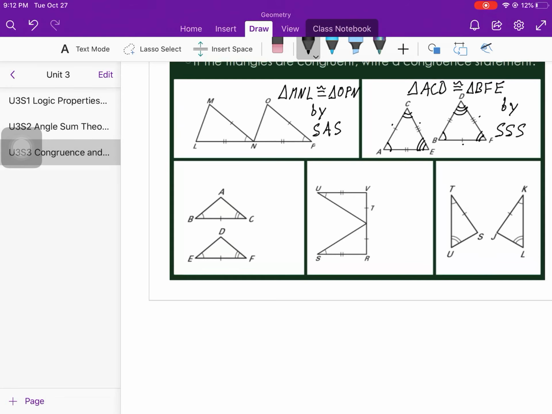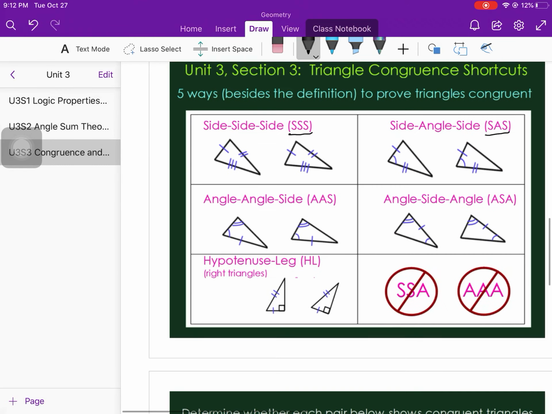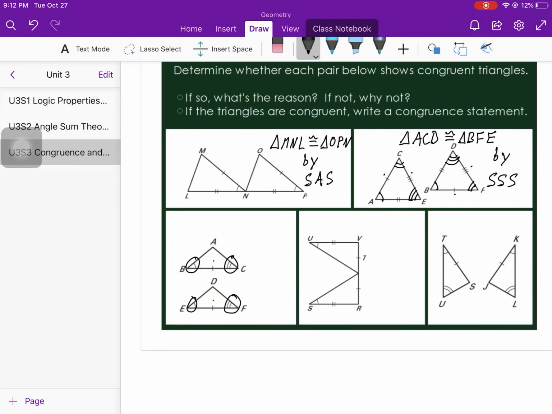All right, we have a few more to practice here. Here we have A, B, C, and D, E, F. Notice this time we're given two angles. So this is a pair of congruent angles. This is a pair of congruent angles. And then we have a side in between. So let's go back and check and make sure that's one of our shortcuts. So if you look over here, this is the angle, side, angle. The side is in between the two given angles.